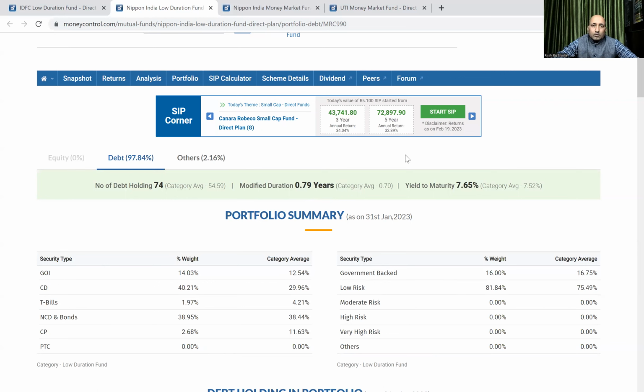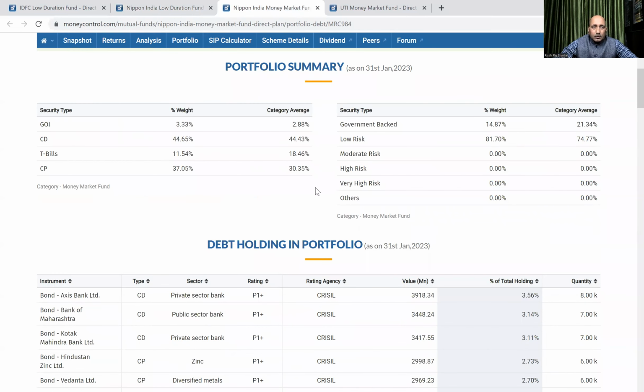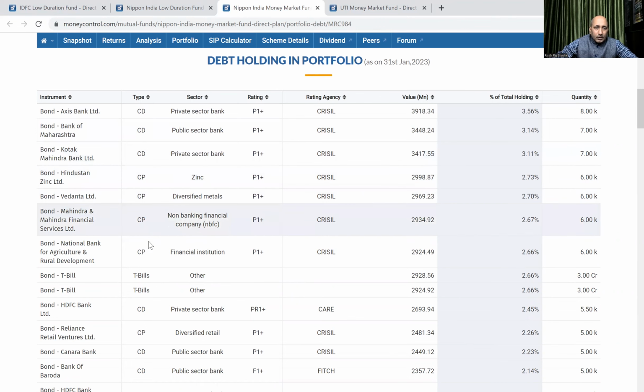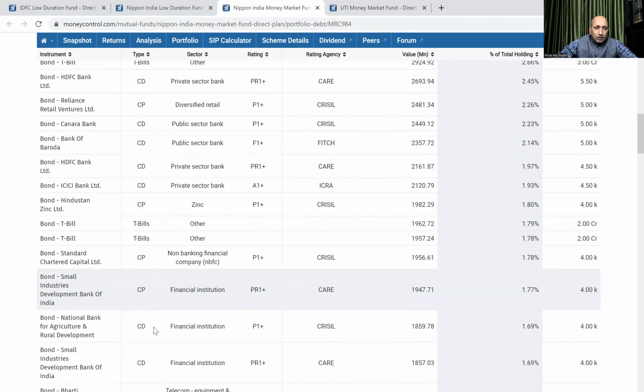So here we can see the risk is more. If somebody has more risk appetite, they can go with this money market fund. And we can see the government-backed 14.87 and low risk. But here you will not see any bond. In money market, only CDs, certificates of deposit, treasury bills, commercial papers, CP, CD, treasury bills, all this only this fund has invested. They cannot invest in bonds. So we should be aware of this fact if you are investing in a money market fund, and the modified duration is quite low. So we should be aware of this.